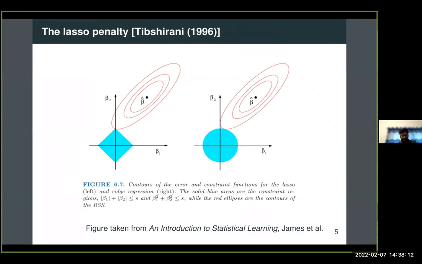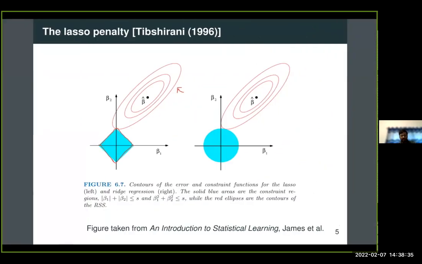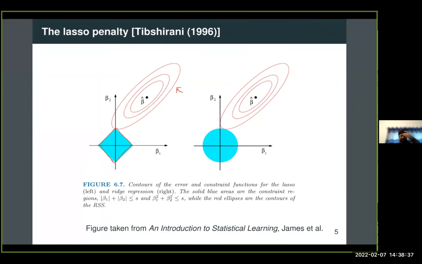These squares are the balls or the level sets of this L1 penalty. You can think about the sphere in the L1 norm. These are the contours of constant residual error, and you are penalizing via this L1 penalty. As you increase this ball, it's more likely to hit these contours at one of the corners, and that's why it will induce sparsity in the solution.